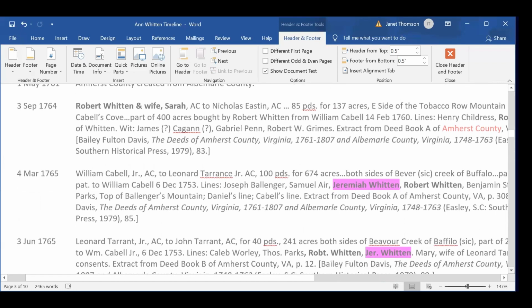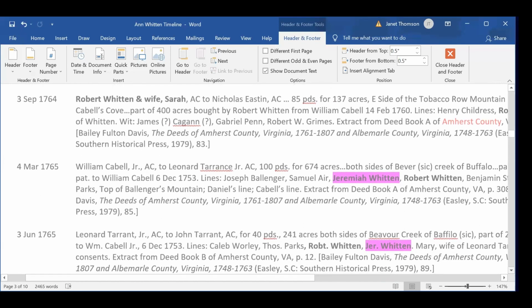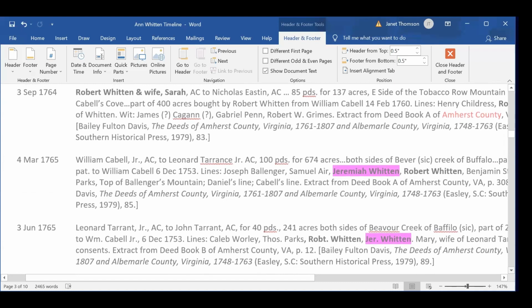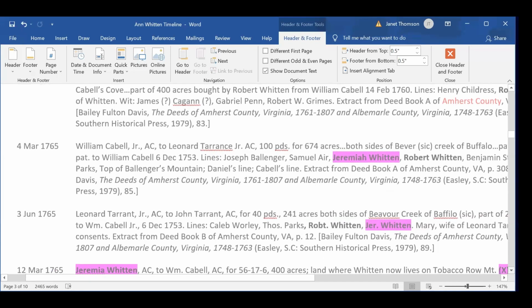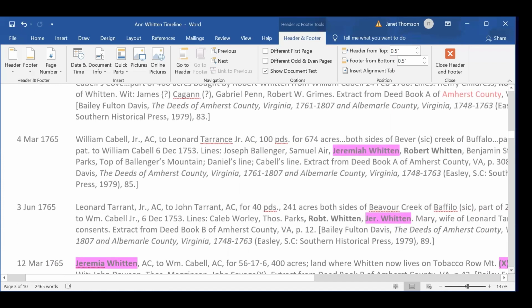Another 100 pounds for 674 acres. Boy, this family is gaining lots of land. Did they have slaves? Not at this point that I can tell. Okay, so we're looking now at the deeds of Amherst County and Albemarle County.